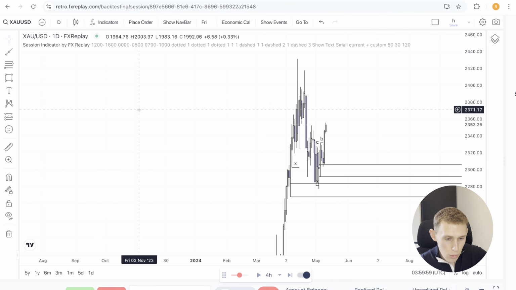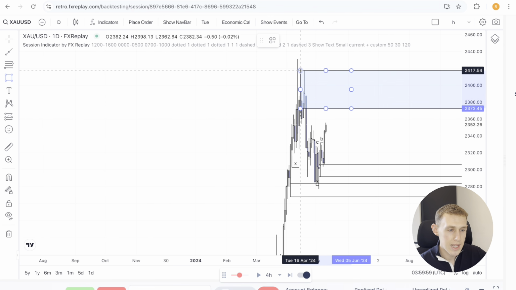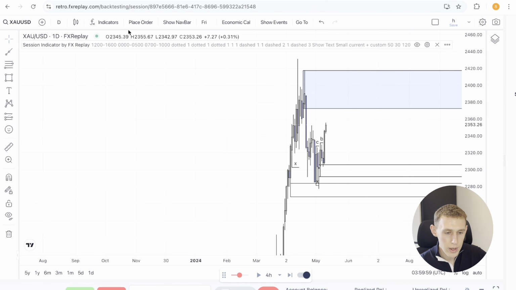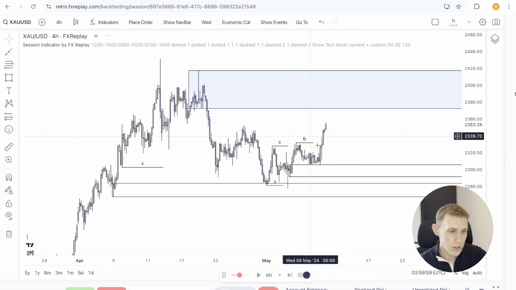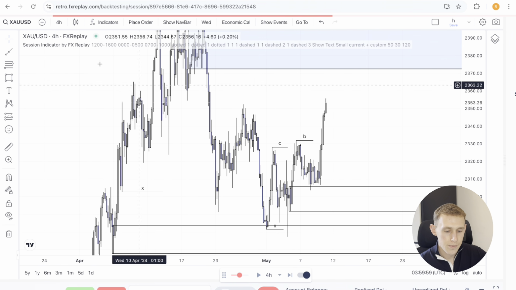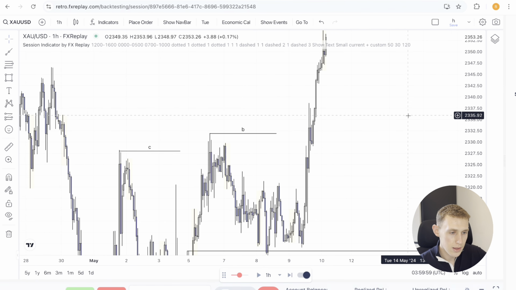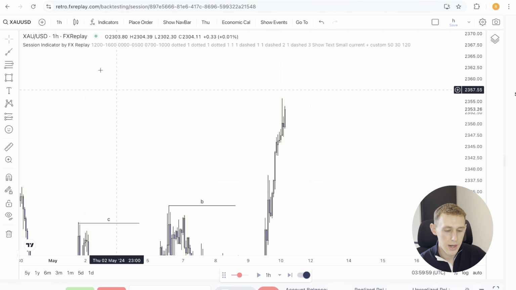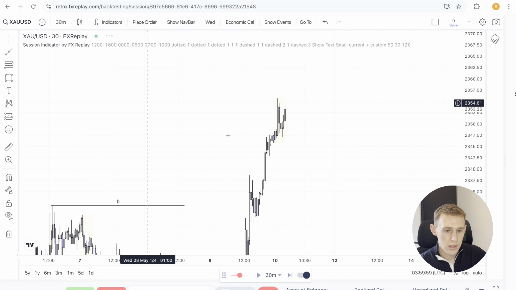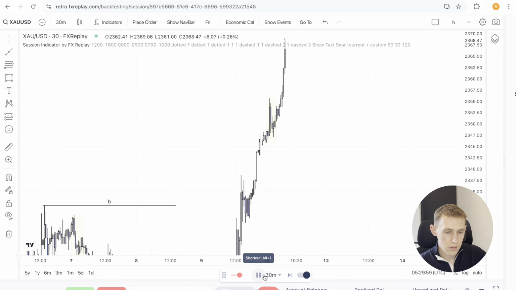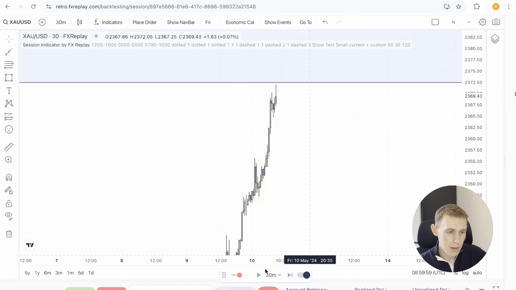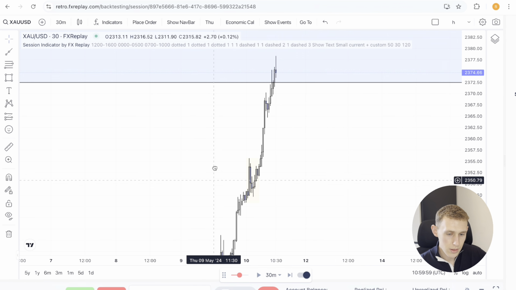Next level to kind of watch out for would be this daily supply. Again, I'm not really interested in selling from it, but it is a level that we could maybe see price react from. So just want to be aware of it essentially. But yeah, for the time being, I'm just looking for more buying opportunities if price can retrace for us. Okay, at the moment, we're not seeing a retracement.